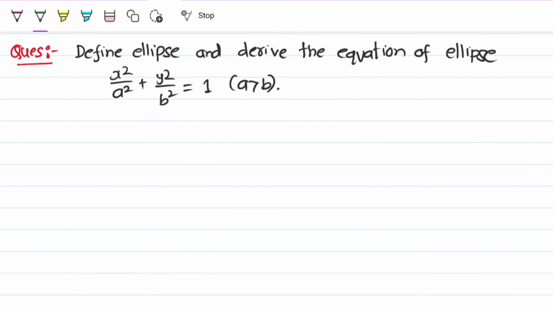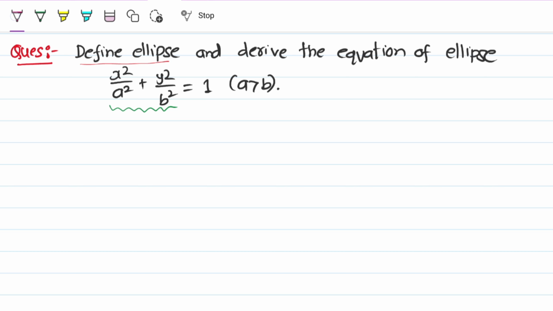Hello students, so we will do this question today. The question is: define ellipse and derive the equation of ellipse x square upon a square plus y square upon b square equals 1, a greater than b. First of all, we will write the definition of ellipse.